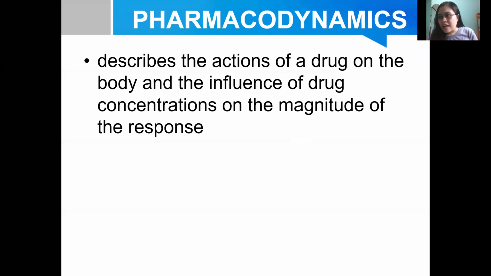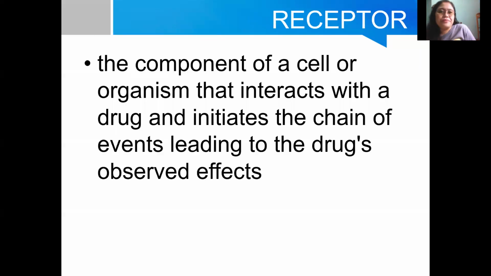The simpler definition of pharmacodynamics is what the drug does to the body. Therefore, when you say pharmacodynamics, it deals with the study of the action or the effect of drugs in our body. So what will be the effect of the drugs that we take, including the different effect when we change the dose or the concentration. So the effect of concentration or dose is also included in the study of pharmacodynamics.